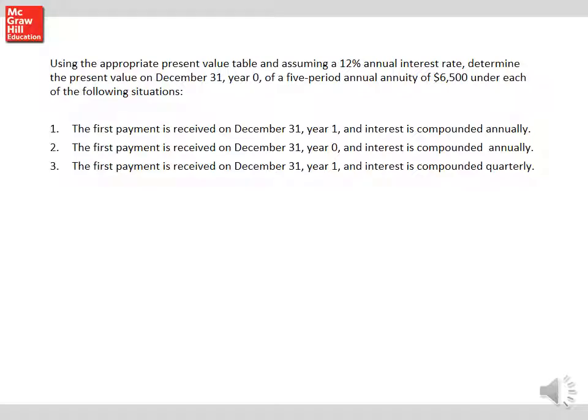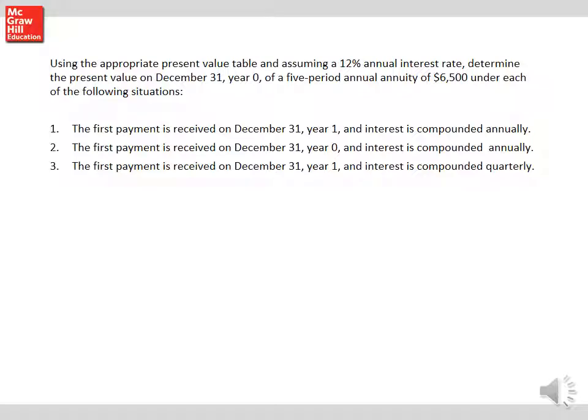The second scenario is the first payment is received on January 1 of year one. So at time zero, you'll receive the first payment and you'll receive it at the beginning of each year. And then the next one is that you'll receive it at the end of year one and at the end of each year, but interest is actually being compounded quarterly on the money that's remaining.